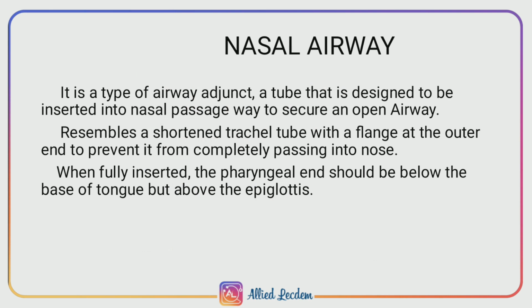Nasal airway. It is made of plastic or rubber. It is a tube designed to be inserted into the nasal passageway to secure an open airway. A nasal airway is better tolerated than an oral airway if the patient has intact airway reflexes. It has a larger flange at the outer end to prevent it from completely passing into the nose. When it is fully inserted, the pharyngeal end should be below the base of the tongue but above the epiglottis.